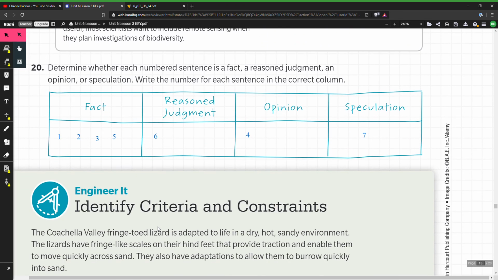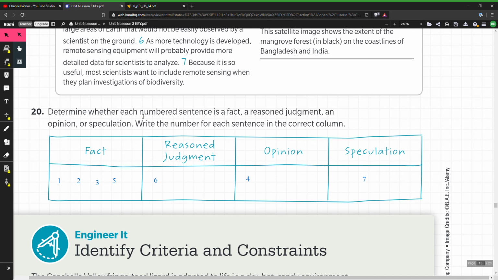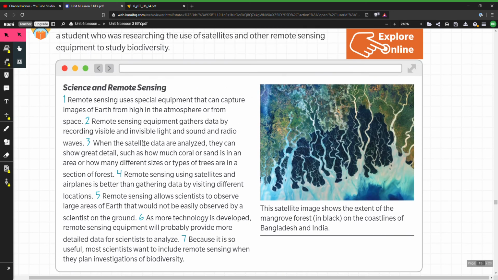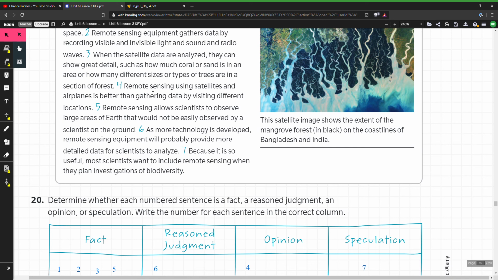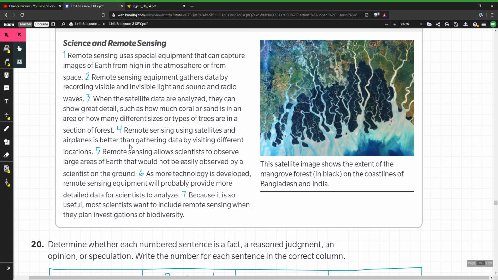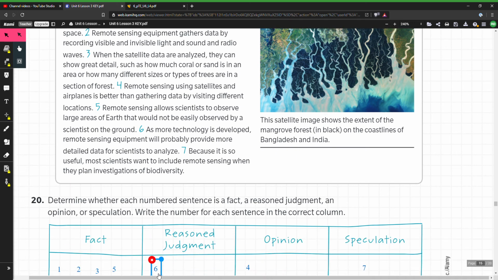And then at the very end we have this one. Determine whether each of these number sentences is a fact, a reasoned judgment, an opinion, or speculation. If you go up here, you can read this for yourself, but 1, 2, 3, and 5 are facts. 4, I'll just go over these ones. 4 is an opinion, because 4 says remote sensing using satellites and airplanes is better than gathering data by visiting different locations. Depending on who you are as a scientist, maybe you think that it is, maybe you'd prefer to visit the different locations. So that's an opinion.